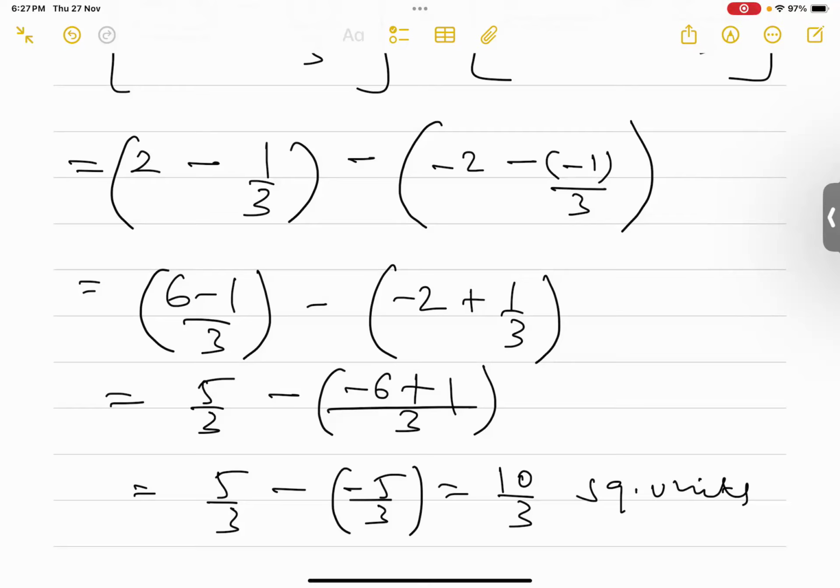Page 157, MCQ number 4 is self study. The fourth MCQ is self study. Page number 158.